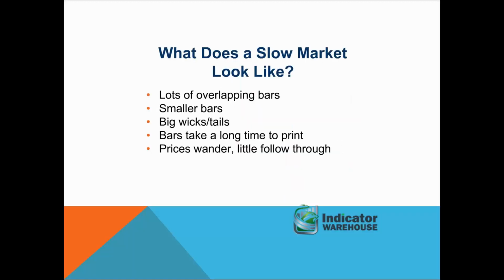Let's take a look at the opposite of that, which would be a non-trending or a slow market. What does a slow market look like? Well, in a slow market, we're obviously going to have lots of overlapping bars. It's going to be the exact opposite. In a trending market, we had very little overlap. Here in a slow market, we've got lots of overlap. We're going to have smaller bars versus the trending market that had big bars. We're going to see big wicks and tails, a lot of indecision on these bars. And the bars will take a long time to print.